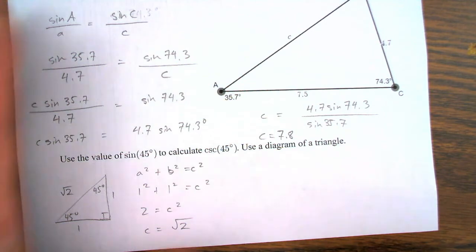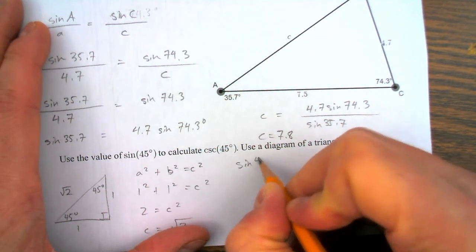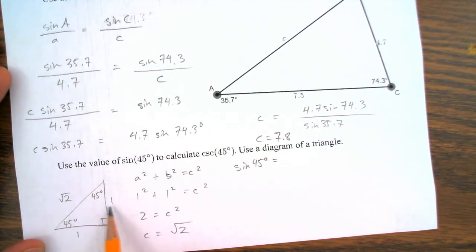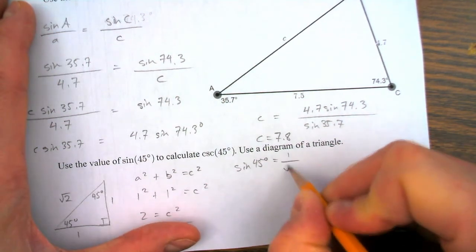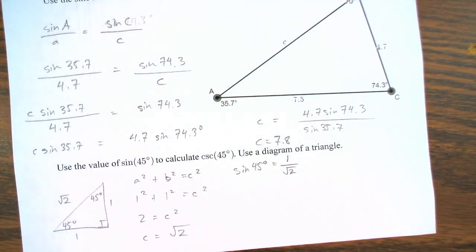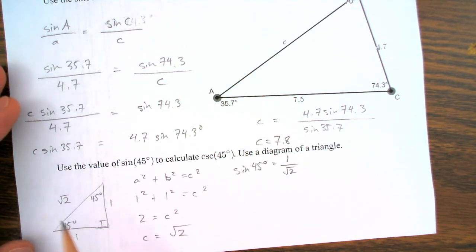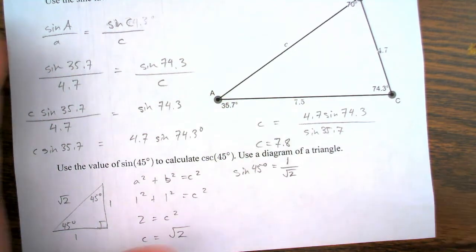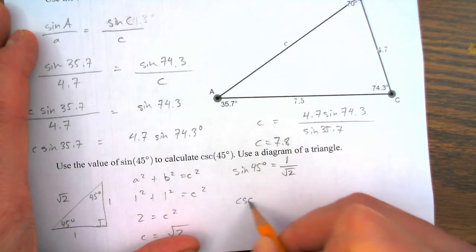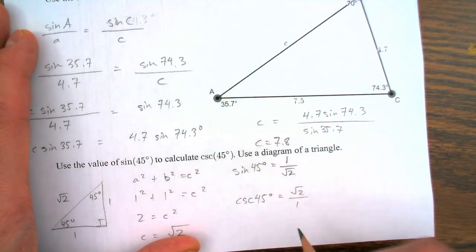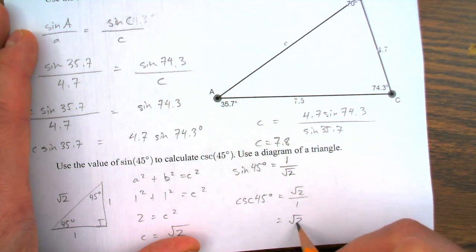And so the sine of 45 degrees is the opposite side divided by the hypotenuse. And we defined the cosecant. Remember, it was the hypotenuse divided by the opposite. So that would give us root 2 over 1, which is just root 2.